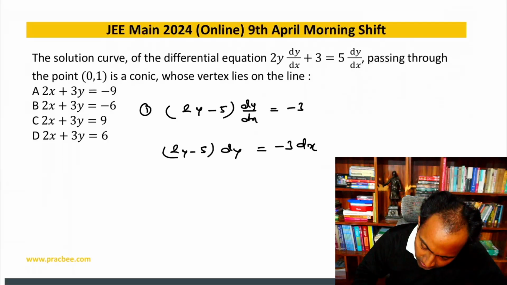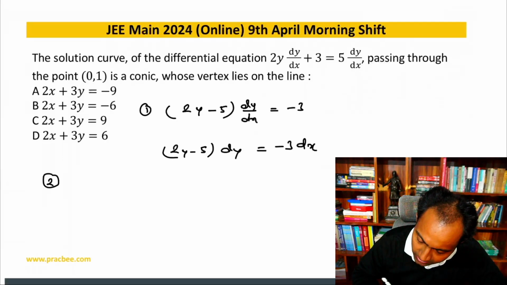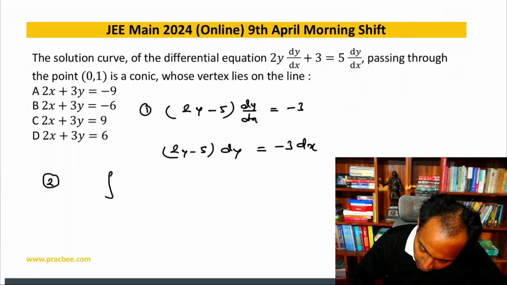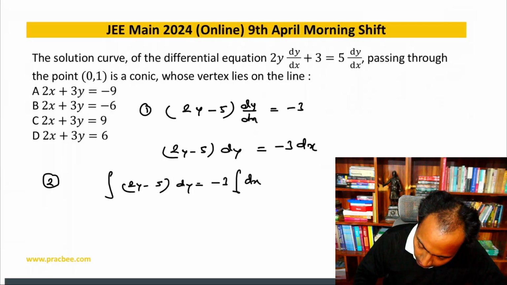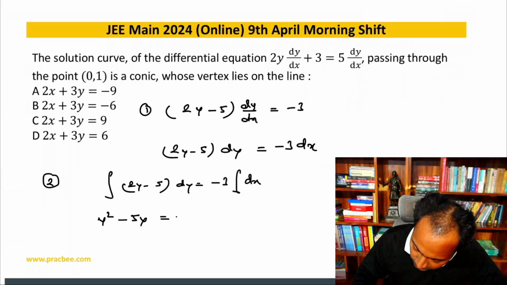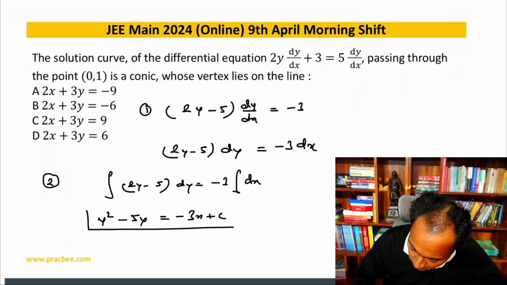In the next step we are going to integrate and get the answer. So if I integrate, this becomes integration of 2y minus 5 dy equals integration of minus 3 dx. And if I write it down, this becomes y square minus 5y equals minus 3x plus c. Let's see, this is what we are getting as an answer.